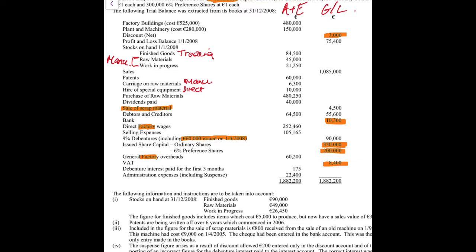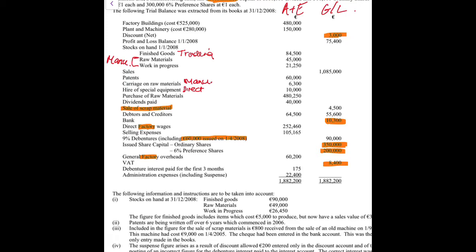Then we've got debenture interest paid for the first 3 months. And most of the time in these questions, you're going to have a working on that. It's usually your suspense working. So you won't end up putting the 175 in. You might end up putting a different figure in. Okay. And then we've got administration expenses.